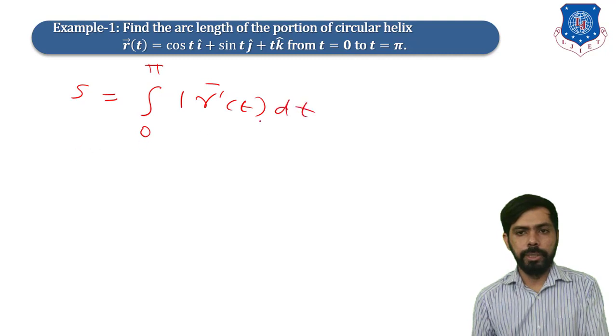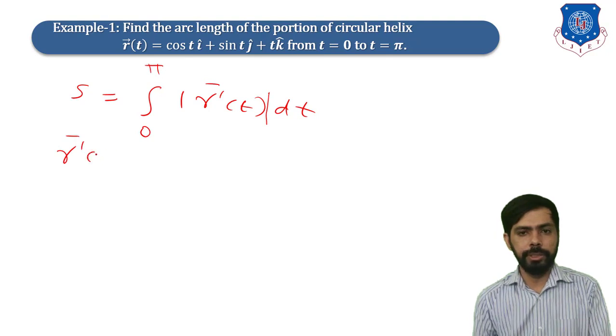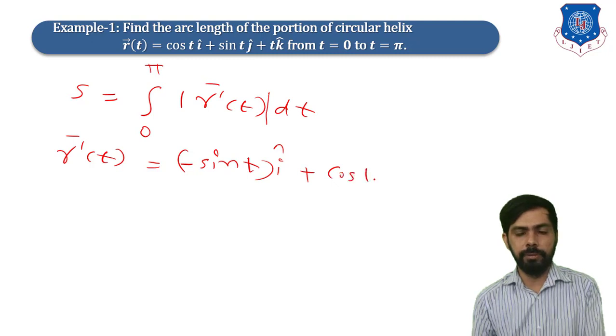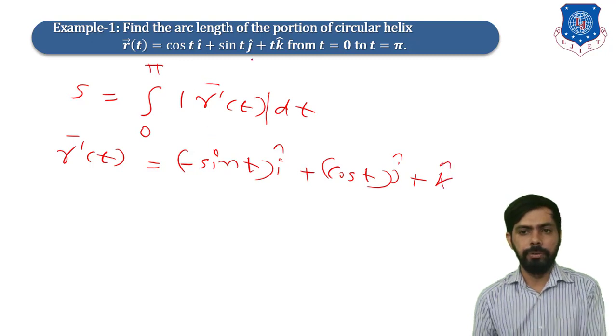First of all, we have to find r bar dash t. What is the meaning of r bar dash t? That means we have to take the derivative of this. So the derivative of cos t will be minus sin t, plus the derivative of sin t will be cos t, and the derivative of t will be 1. Here we are differentiating with respect to t. Now we will have to take the magnitude of this.